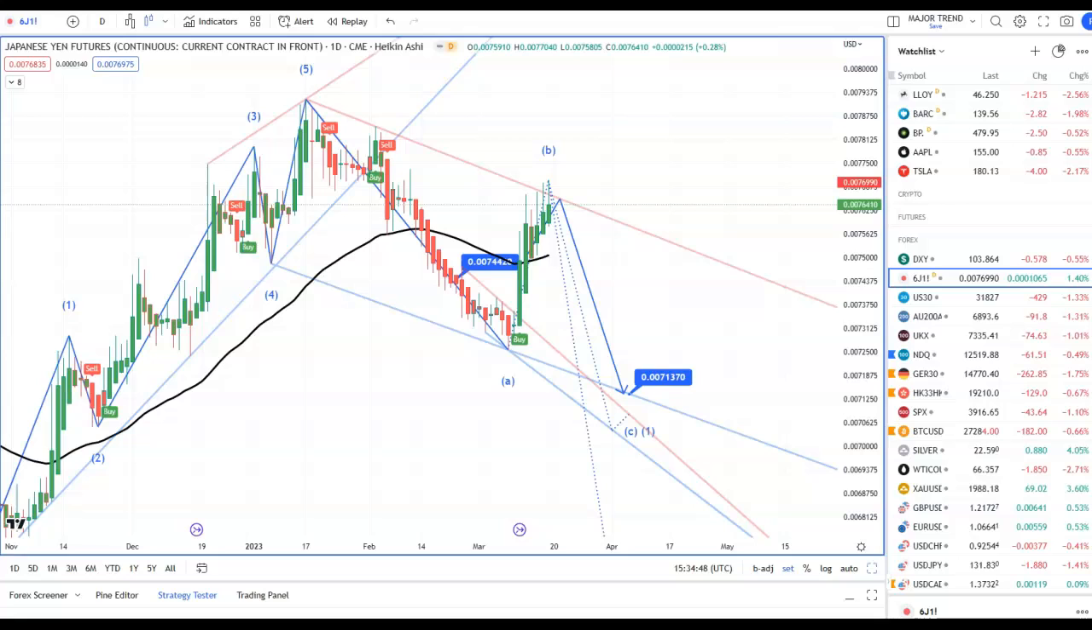Now the yen futures, which is what this is, gives us that heads up as to which direction the yens, all the yens, once we get to them, are going.